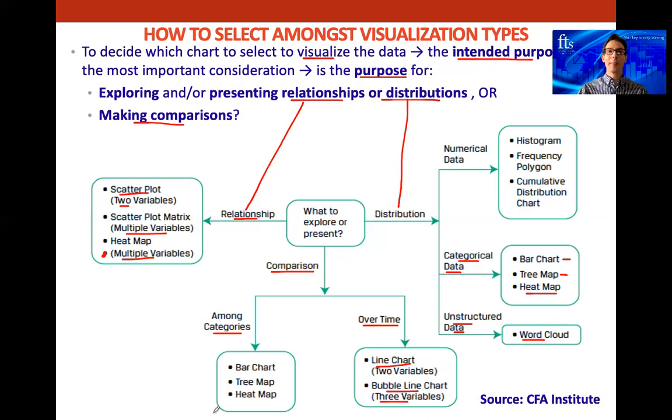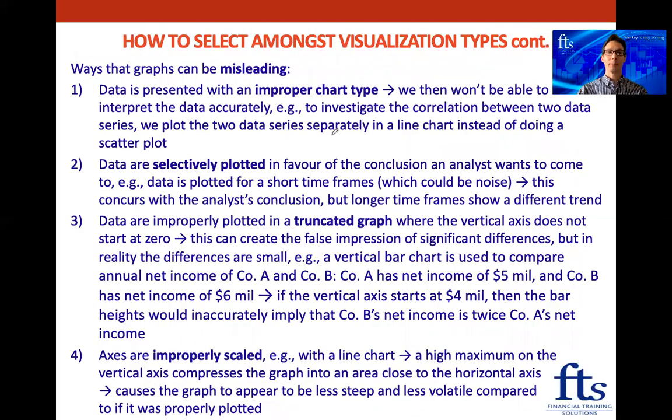Right, so now the last thing we need to look at is the ways that these graphs can be misleading. Number one: data can sometimes be presented with an improper chart type, and that can be misleading. Why? Because we then won't be able to interpret the data accurately. Let's take an example. To investigate the correlation between two data series, let's say we plot the two data series separately in a line chart. That's wrong, so let's put a cross over there.